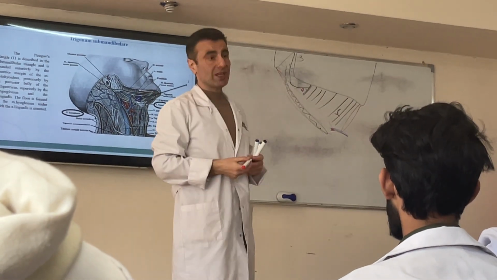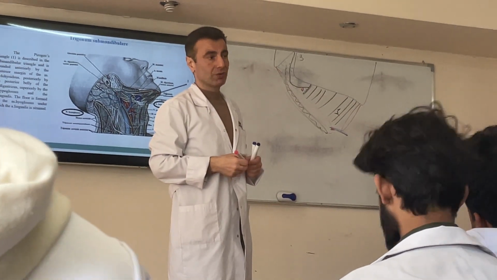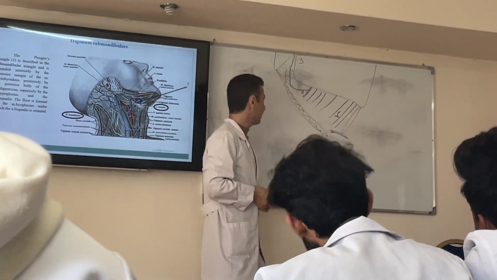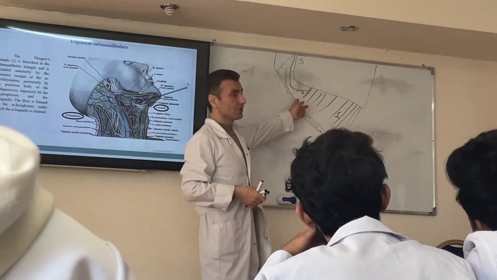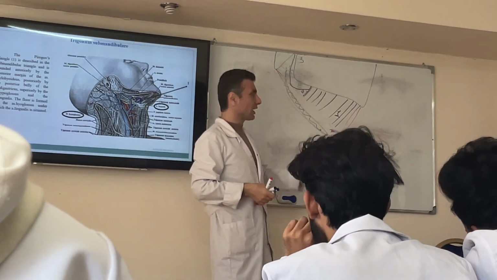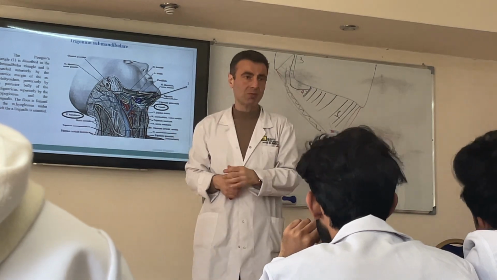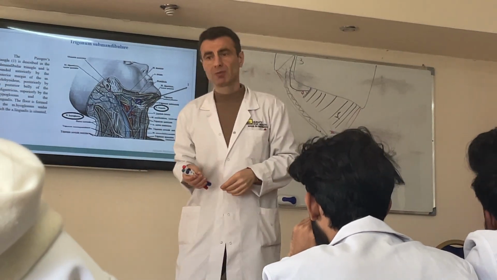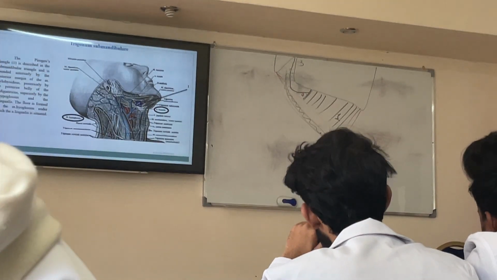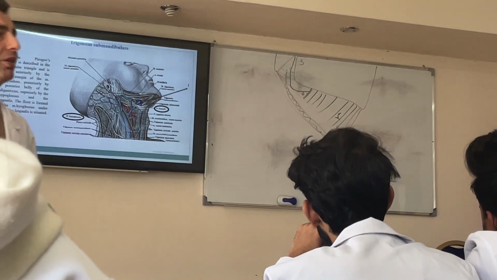And we call this the triangle of Pirogov. What are the borders of this triangle? From above, it is structure number 3. From below, it is the posterior belly of the digastric, the red structure. From in front, it is the posterior margin of the mylohyoid muscle. All the structures which form the Pirogov triangle are clearly visible in this picture.